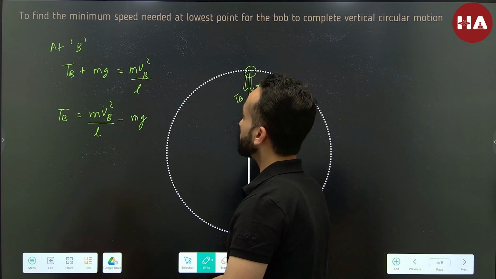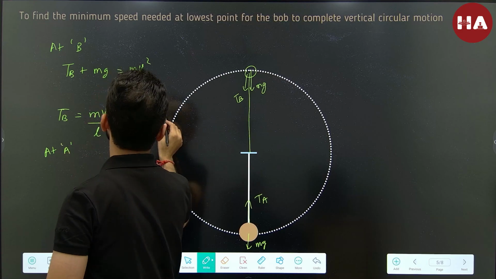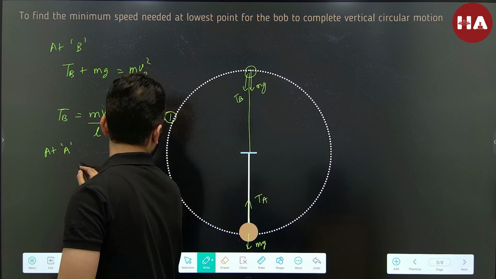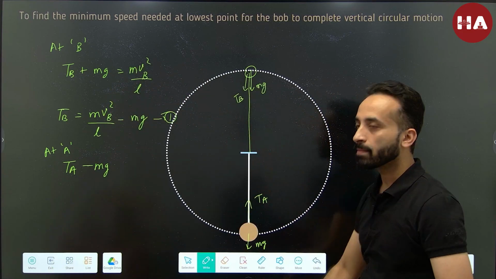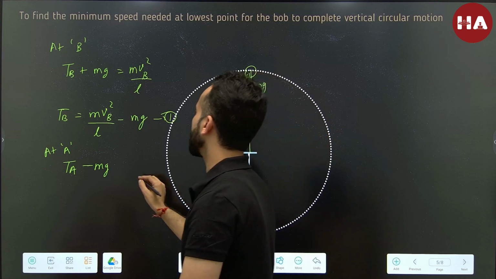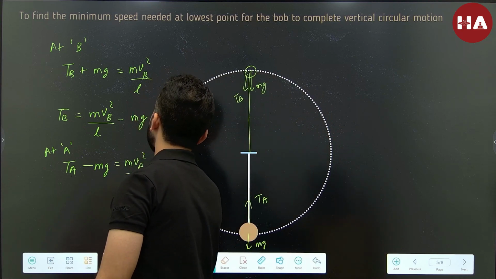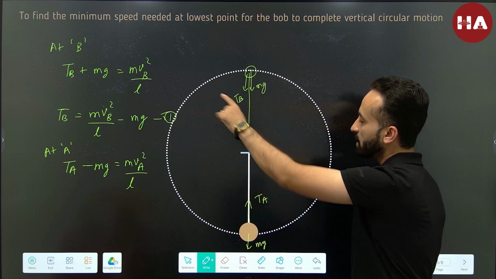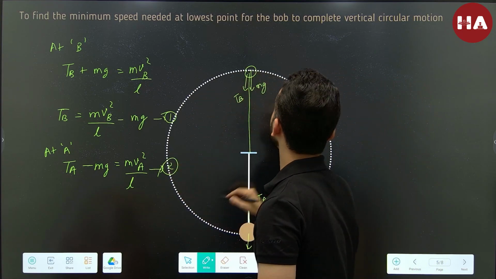Similarly, if you write at A, listen to me very carefully. What are you going to write? Now you're going to write TA minus mg, net force towards the center. TA minus mg is equal to mv square by r one more time. But this is for B and this is for A.